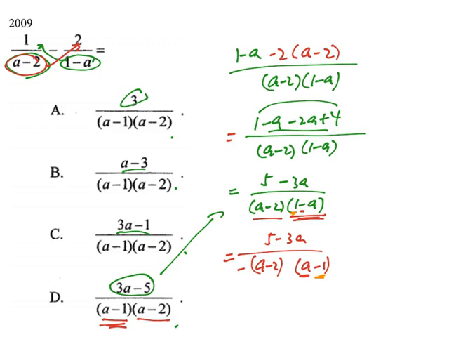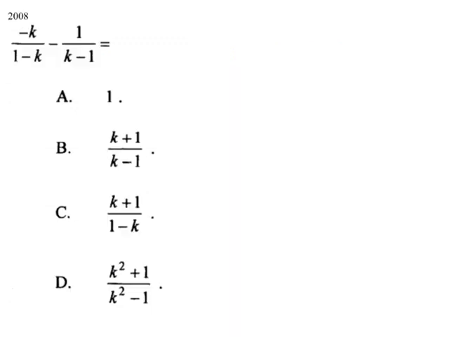And for this negative, actually we can give to the numerator. So it becomes negative 5, right? And then negative times negative 3a, so it becomes positive 3a. So a minus 2, a minus 1. So the answer is D. Finally, try to do this question.